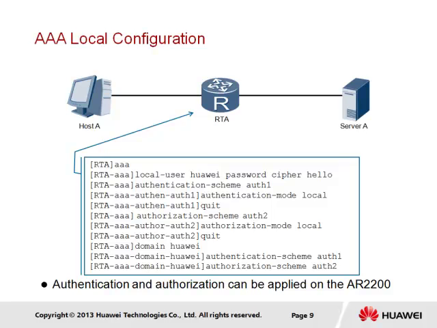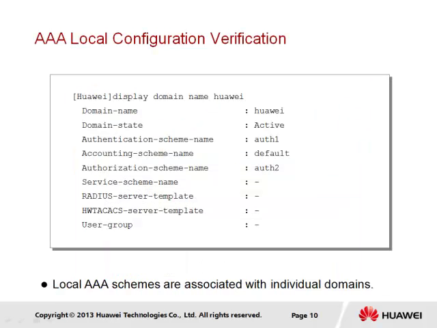domain. Following the configuration of the relevant domains and authentication and authorization schemes, we are able to use the display domain name command to view the status of the domain and the schemes which have been bound to the respective domain. We show here an example based on the Huawei domain that has been created, for which we are able to see the domain is in an active state. The authentication and authorization schemes that were created can also be seen to have been bound to this domain in the form of Auth1 and Auth2.